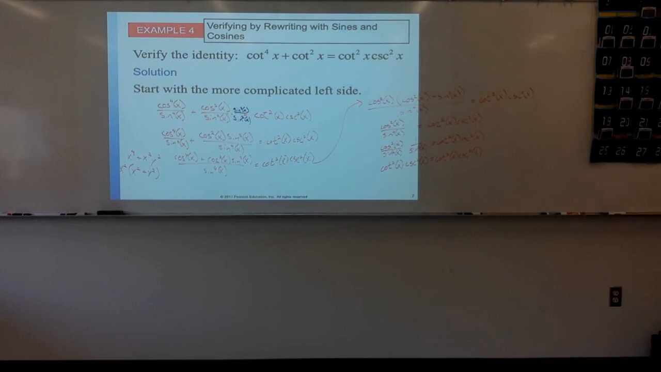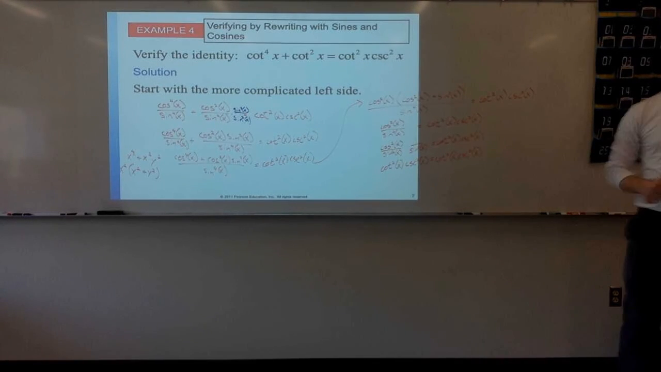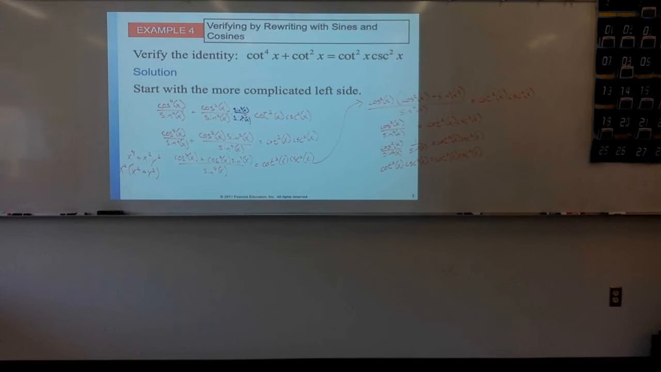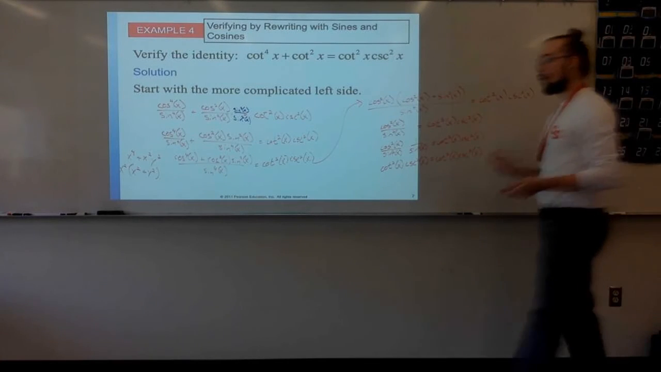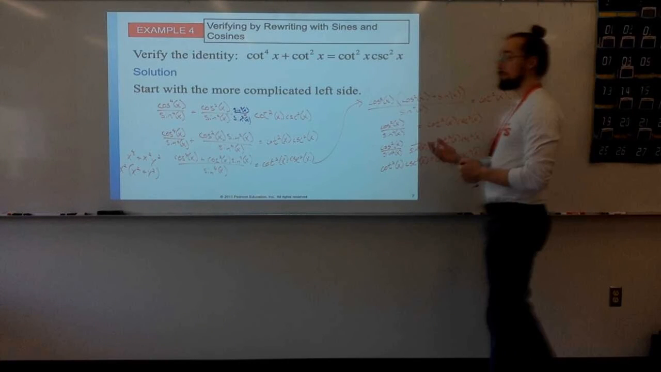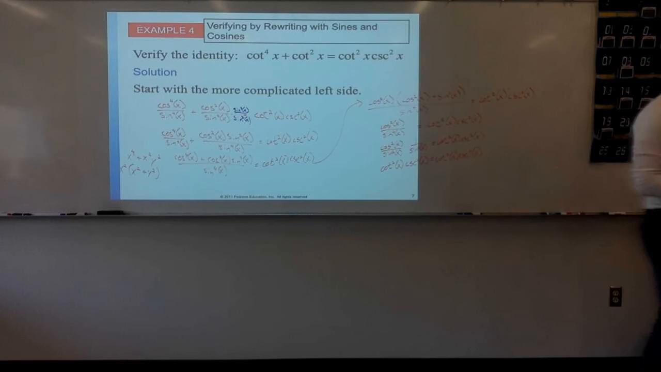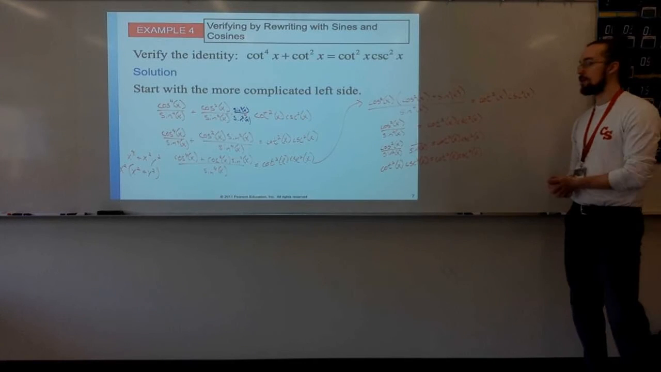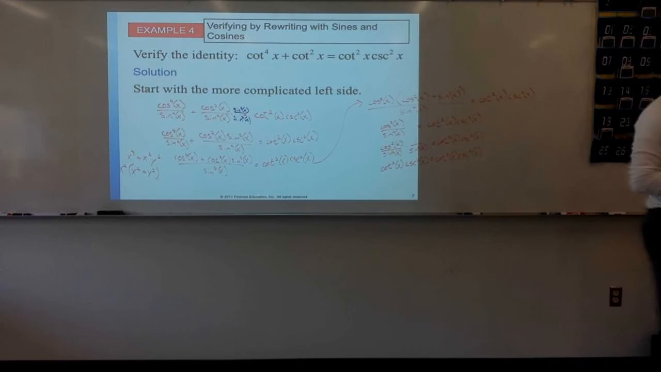Okay, so this one was a little bit tricky. There's a little bit to this one. But all we're doing is manipulating one side of the equation using our identities to get it to look like the other side. We could manipulate either side of the equation.